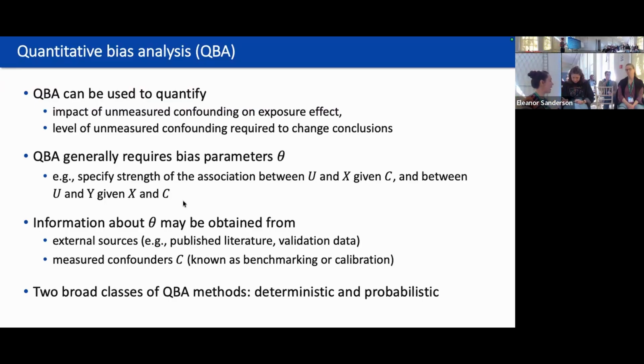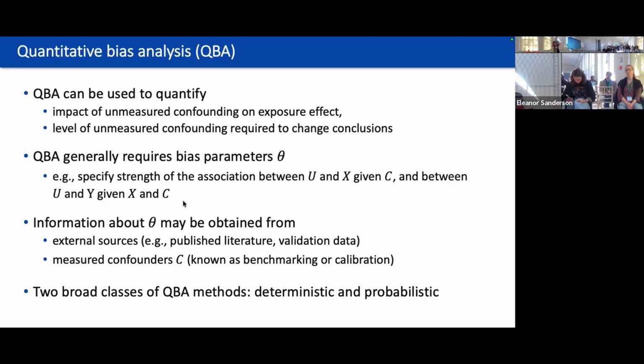Because we can't estimate the bias parameters based on our study data, we need to bring in some extra information. This could be information from outside of our study, such as from the published literature. It may be expert opinion. You may have access to data that have measured these unmeasured confounders in another study. Some in the literature use the measured confounders that you have to indicate likely values for the bias parameters, and this is a technique known as benchmarking or calibration.